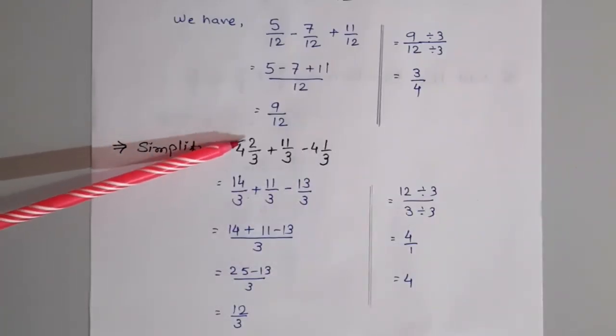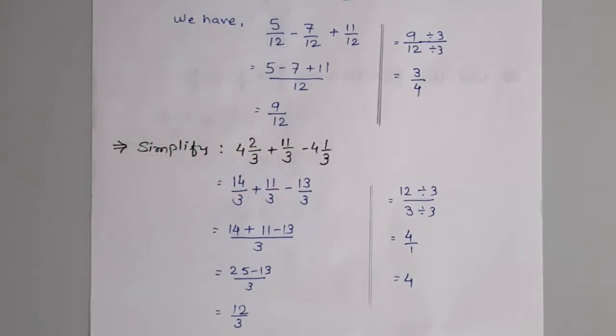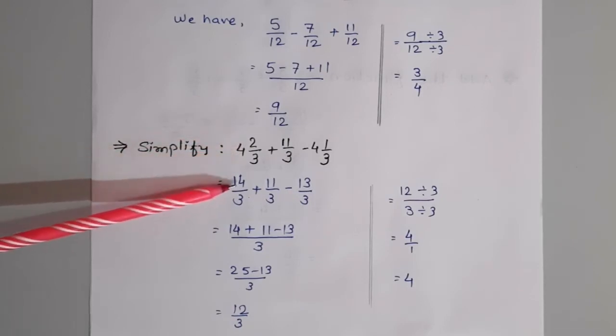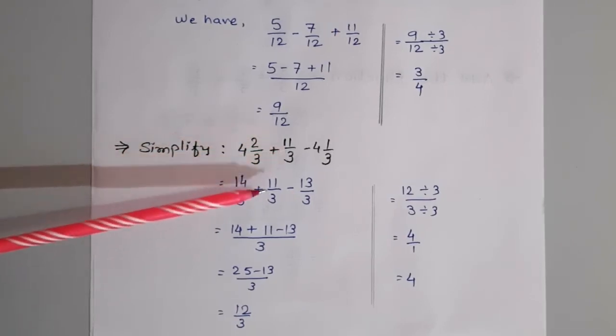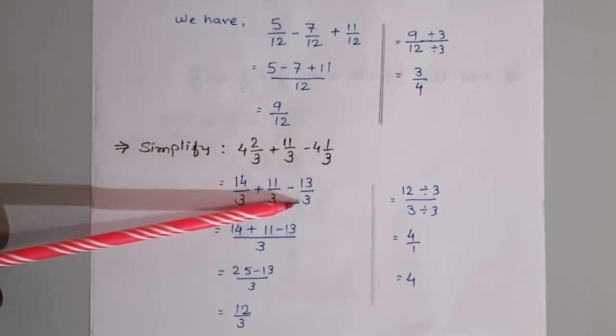Simplify 4 integer 2 upon 3 plus 11 upon 3 minus 4 integer 1 upon 3. First convert the mixed fraction into improper fraction. 4 3s are 12 plus 2, 14 upon 3 plus 11 upon 3 as it is, minus 4 3s are 12 plus 1, 13 upon 3.